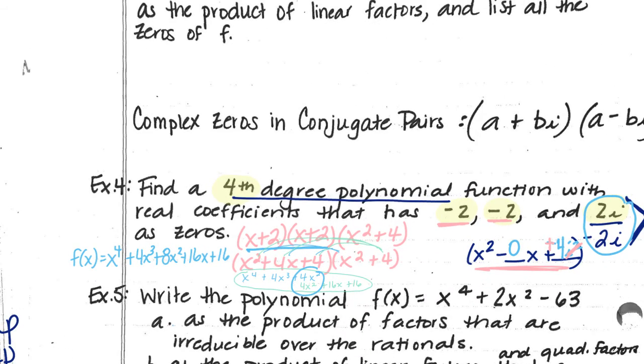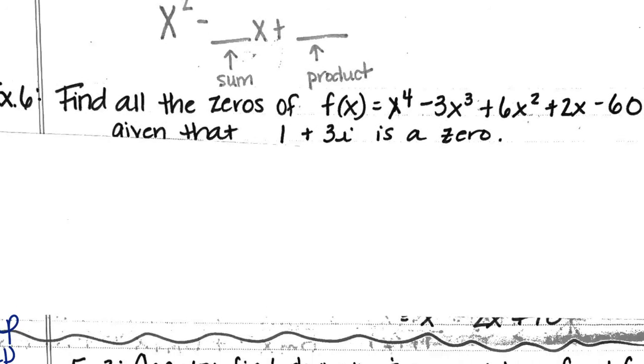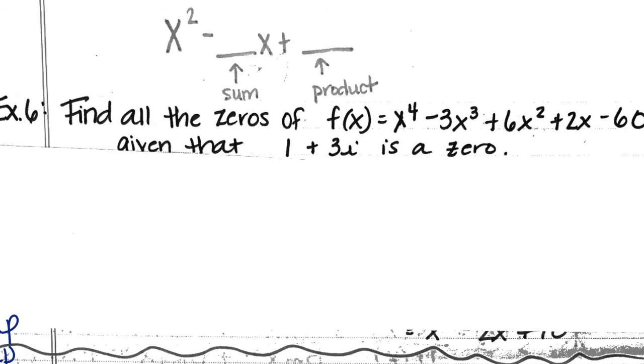Good job. We've been doing quite a few of these in class, and the last question that I'm going to go over in chapter 2, section 4 is this. Find all the zeros of this fourth degree polynomial given that 1 plus 3i is a zero. Well, we just talked about the complex conjugate theorem. If 1 plus 3i is a zero, I also know that 1 minus 3i is a zero.